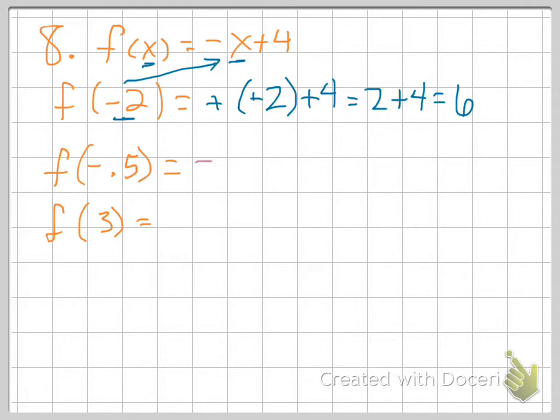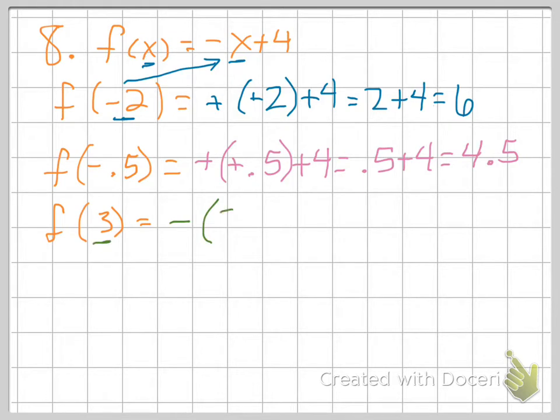Then we have -(-0.5) plus 4. Again, do our click, click. So we end up with 0.5 plus 4 gives us 4.5. And one more. We have negative x, where x is 3, plus 4, which gives us -3 plus 4, or 1. Those should be easy enough.